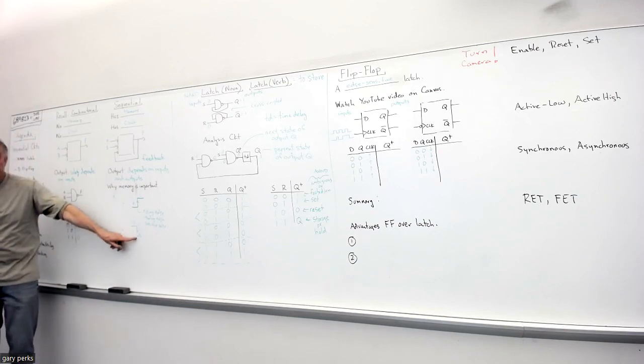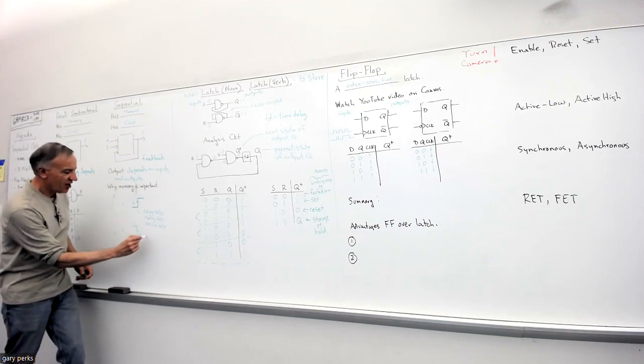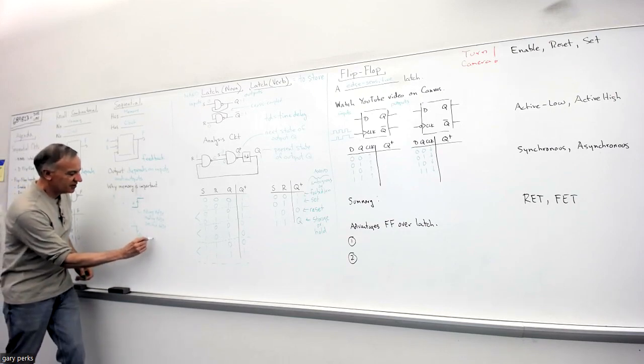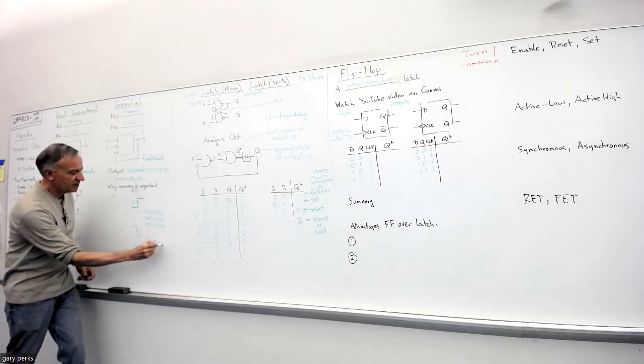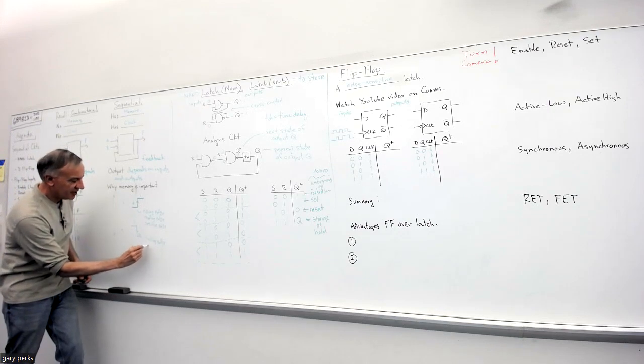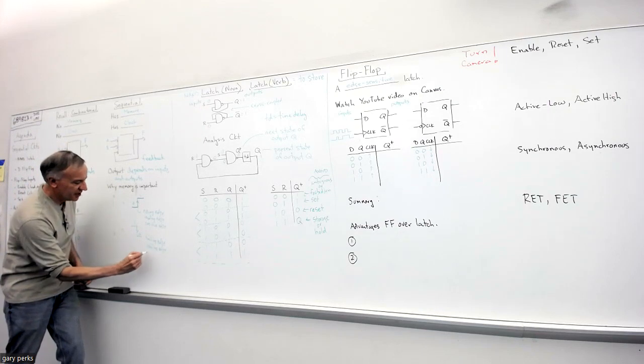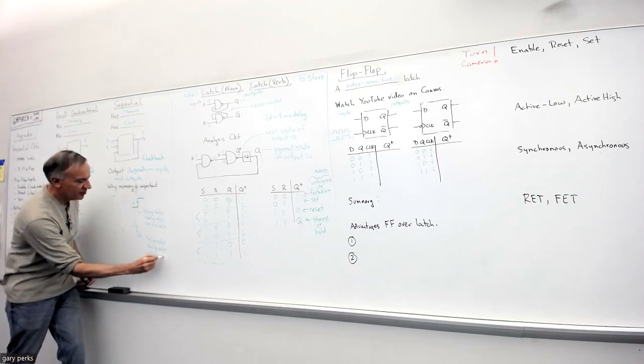Okay, so the time at which the signal at the clock input goes from a 1 to a 0 is called the falling edge, or trailing edge, or negative edge. They all mean the same thing.